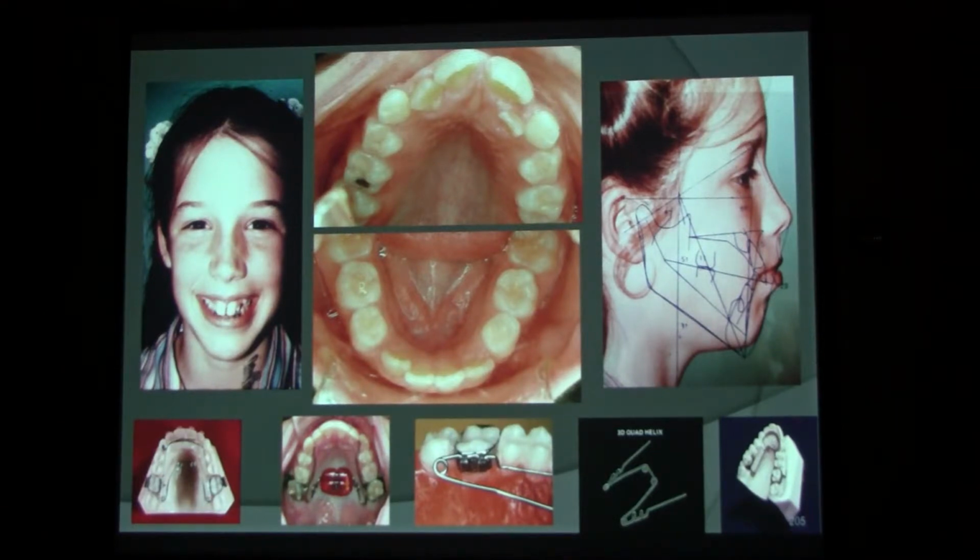And so here you can see a patient that waited way too late, and the varying ways of fixing it. But now with the bone, with the TAD implanted expanders, you can really get some nice change in the volume and in the airway.